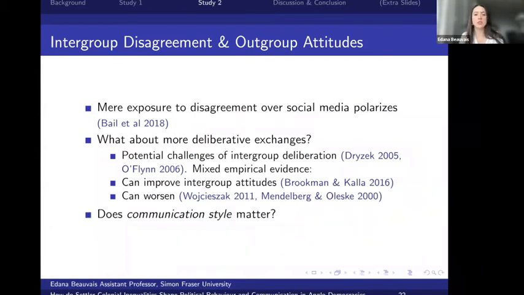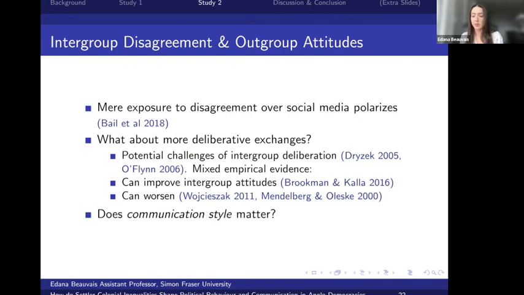But even with respect to deliberating across intergroup boundaries, theorists have pointed to the potential challenges of intergroup deliberation. Dryzek and O'Flynn have pointed out in different pieces that deliberation requires reciprocity. And if the norm of reciprocity is absent, how can we motivate people to even engage in deliberation in the first place? There's also really mixed empirical evidence. There is some evidence that reason giving and personal storytelling can improve intergroup attitudes. But there's also some research that shows that intergroup deliberation can worsen outgroup attitudes and lead to polarization.